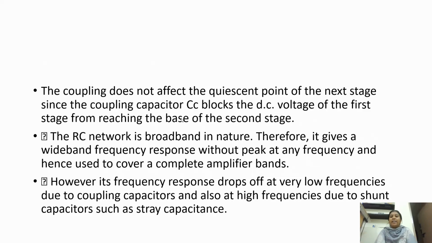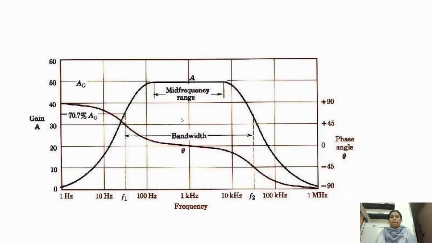It is broadband in nature, with a wide frequency response without a peak at any frequency. It is used to cover a complete amplifier band. However, its frequency response drops off at very low frequencies due to coupling capacitors and also at high frequencies due to shunt capacitors. This is the frequency response characteristic of the RC coupled amplifier.